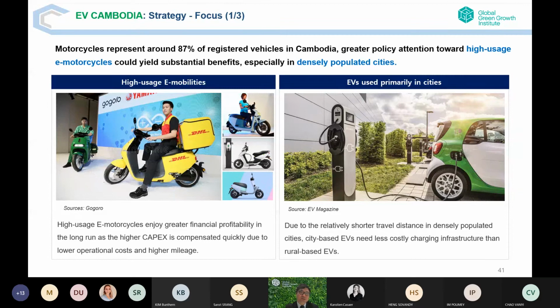And also we have to focus on the city due to the relatively shorter travel distance, okay? Shorter travel distance in the densely populated city. So city-based electric vehicles need less costly charging infrastructure. So at the early stages, we have to focus on high mileage and densely populated city areas.